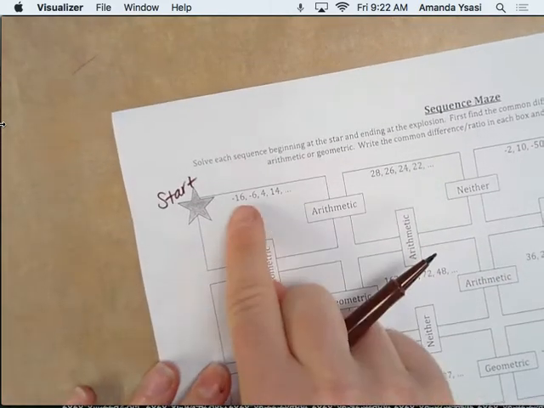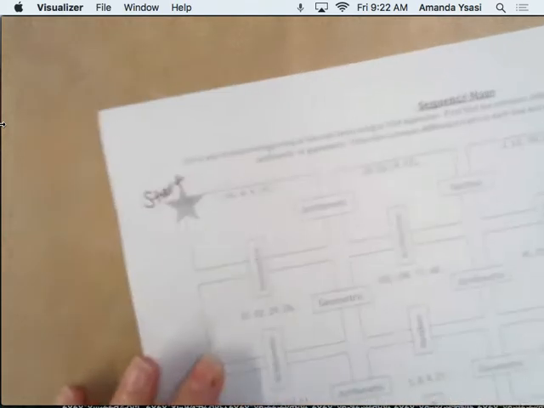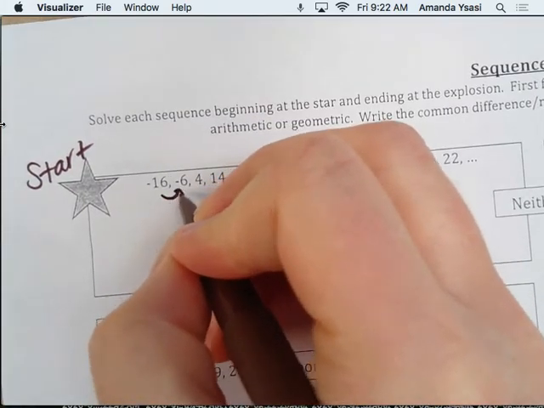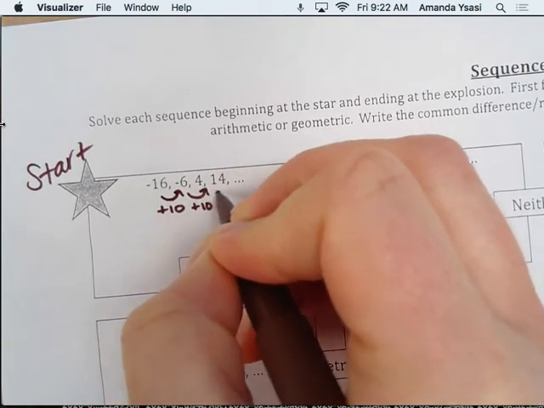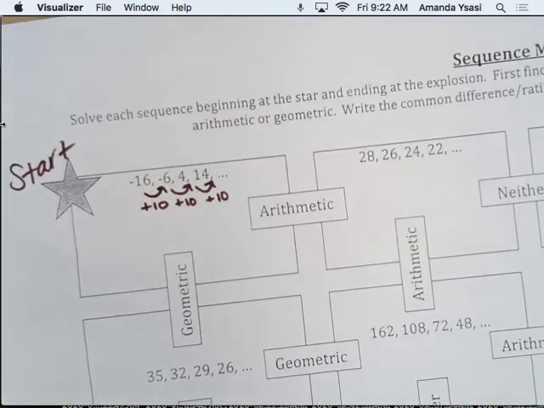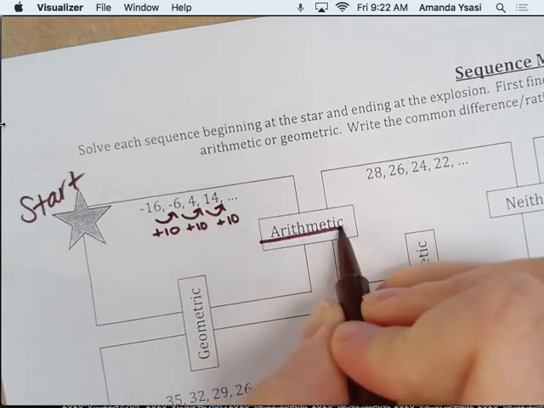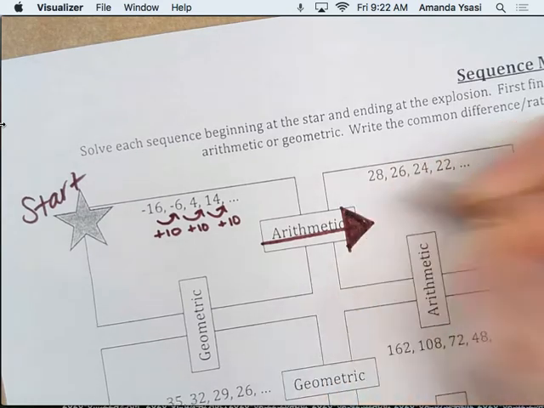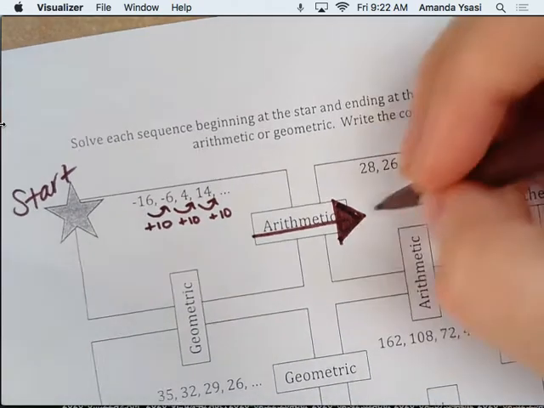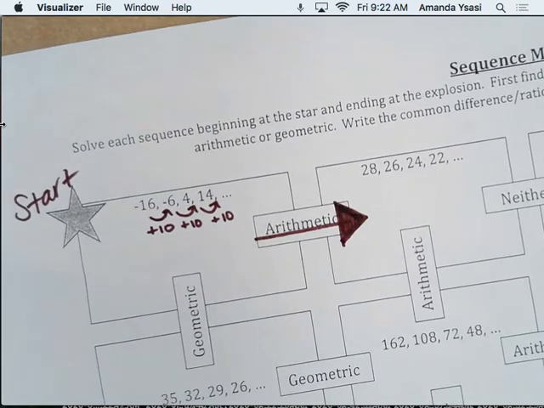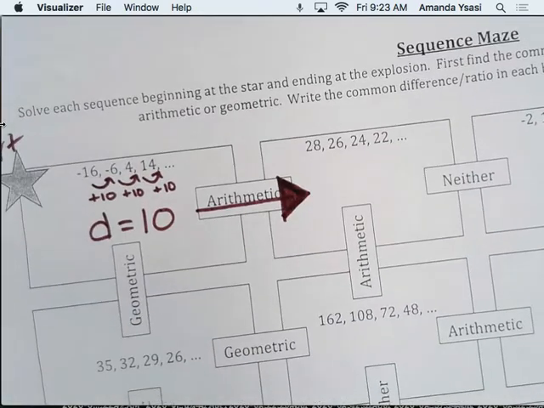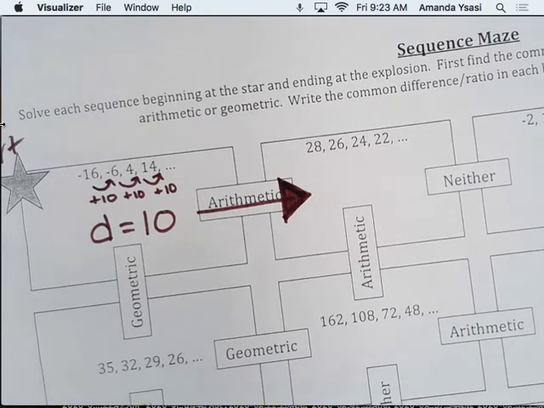So let's look at the first one. Negative 16, negative 6, 4, 14. What is it? Adding 10 to them. Plus 10. Okay, so does that work for each one? So is that arithmetic or geometric? Okay, so I'm going to have you underline arithmetic and then draw an arrow. You're going to follow what it tells you, whether it's arithmetic or geometric. Draw an arrow, please. And we are also going to write, is this an R or a D? Is it a difference or a ratio? Difference. So we'd write D equals 10.